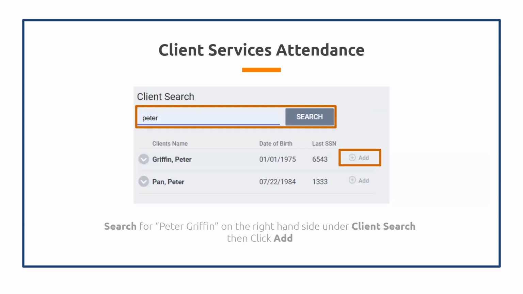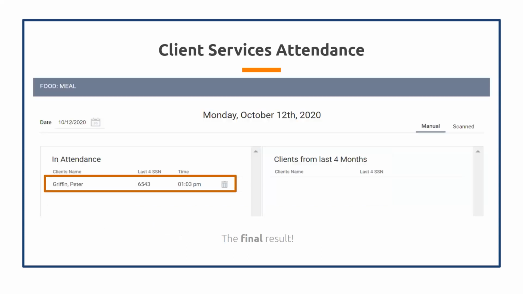Since Peter is new, we will have to search up his name. So once you hit search, his name will appear with the add button on the right. Click the add button to create an attendance for Peter. So once you click add, Peter's name should appear under the in attendance section. And then you will be able to do this as many times as you like. And the final results should look a little bit something like this.